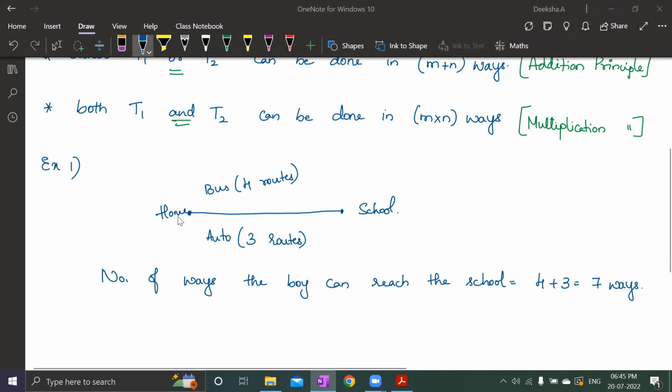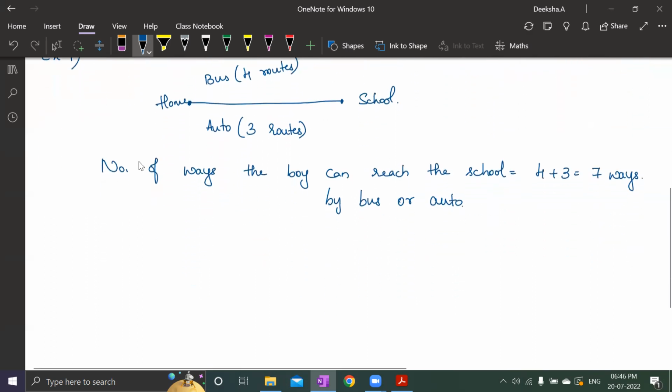Is this clear? If you have time, you will go by bus. If you don't have time, or if it's raining, you will go by auto. If you decide to go by auto, there are 3 different routes. If you decide to go by bus, there are 4 different routes. So totally 4 plus 3, 7 different choices he has. Is that clear? So here he can reach the school by bus or auto. Hope this is clear.